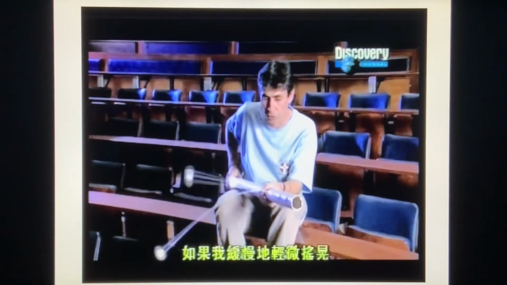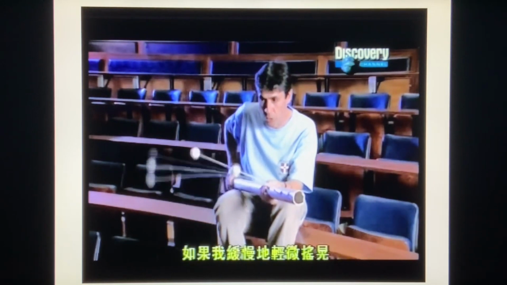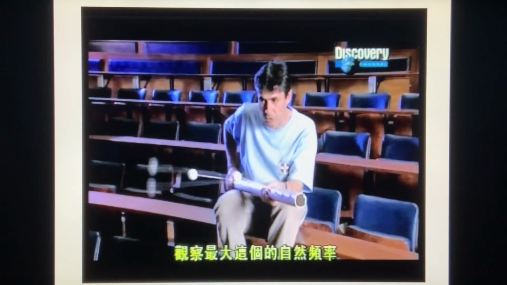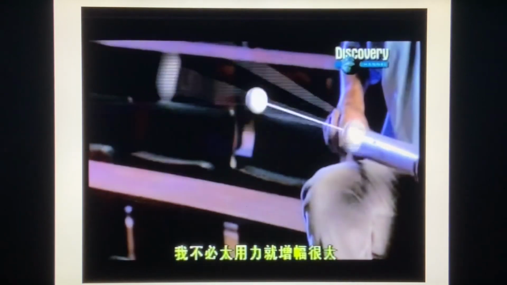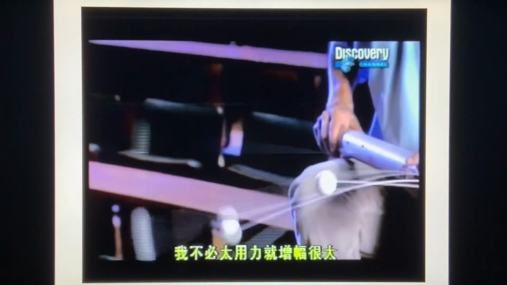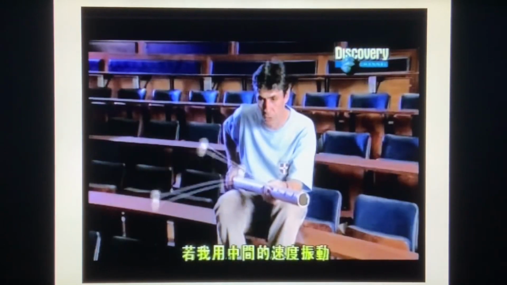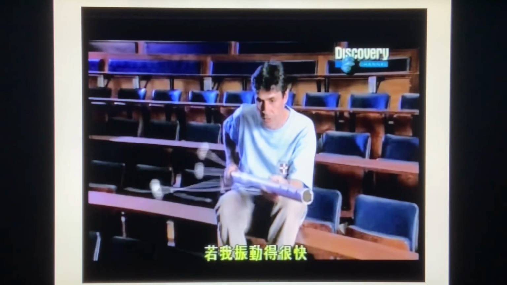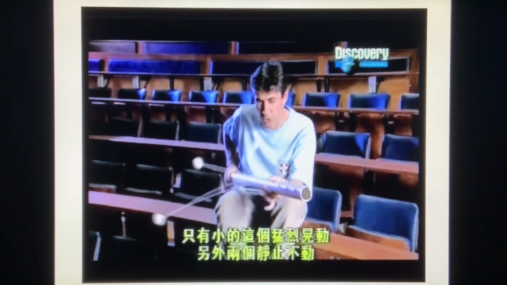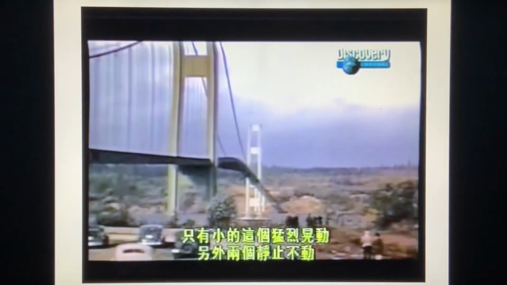If I now start to shake the support for these three bridges, if I do it really slowly, just give it a little motion, at the natural frequency of my big slow one, you can see that the big slow one really starts to respond, and we get massive amplification, and the other two are hardly doing anything. If I do it at an intermediate speed, the middle one goes wild and the other two stop. And if I go really fast, just the little one goes wild and the other two stop.